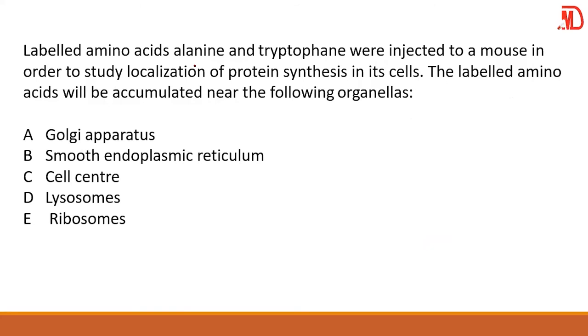We have a labeled amino acid, alanine and then tryptophan, injected into a mouse in order to study localization of protein synthesis in its cells. Now, the amino acid will be accumulated near the following organelles. Again, what is involved in protein synthesis? We talked about this in the last four slides, when we talk about what? Proteins. Translation. And we say translation takes place inside the what? The cytoplasm. To be specific, it takes place on the endoplasmic reticulum with the aid of what? Ribosomes. So, if this alanine and tryptophan were injected into the mouse, then where do you think the amino acid will be located? Definitely, these will be located inside the ribosomes.